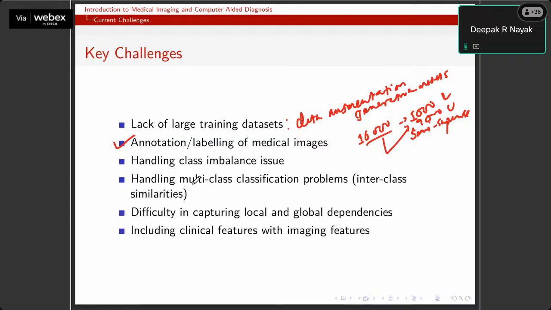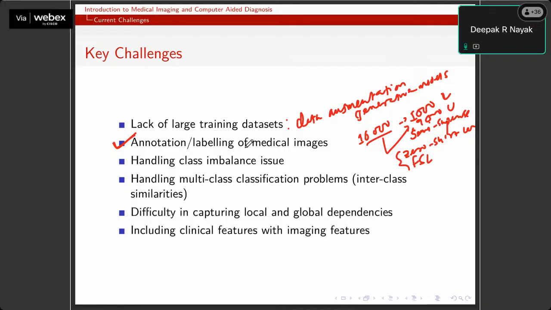Handling class imbalance is also, there are other techniques which are very, very important. People are talking about something called few shot learning. I don't know how many of you have heard about this concept, few shot learning or zero shot learning. These are also concepts which can be applied to deal with this kind of problem.